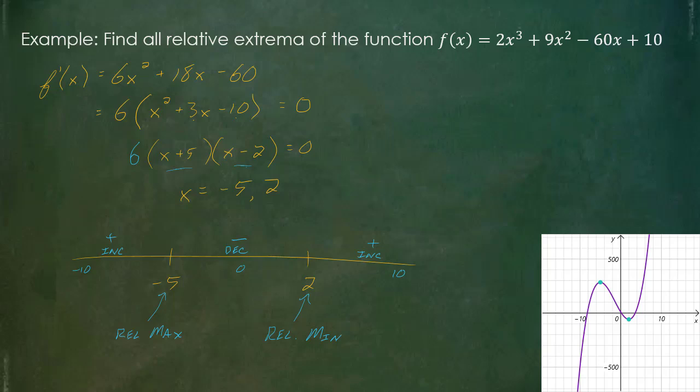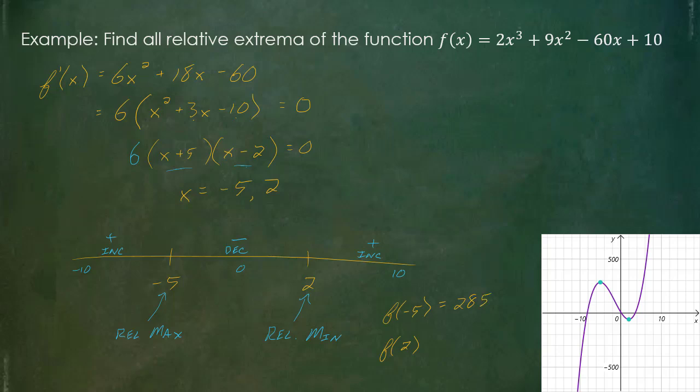Well, remember, y values always come from the original, so I really would just need to figure out what is the function at negative 5, and then what is the function at positive 2, and see if we can do that relatively fast. I'm going to go ahead and bring a calculator into this process here for negative 5. So I'd have 5 times negative 2 times negative 5 cubed. Then I'll follow that up with adding 9 times negative 5 squared, then minus 60 times negative 5, and then plus a 10. And it looks like that's going to come back as 285.